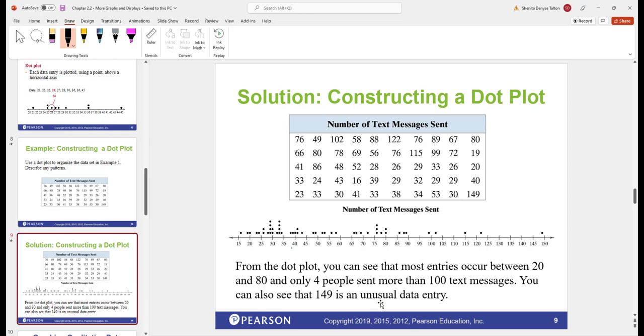And as you can see, it looks like most entries fall between 20 and 80. So maybe most of your data values fall within here. As you can see, this 145 is far away from the data. You would consider that an outlier or an unusual data value. So maybe this person just texts all day long, who knows. But it looks like the majority of people send between 20 and 80 text messages.